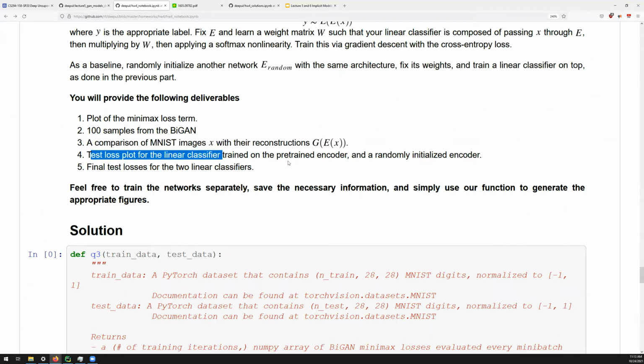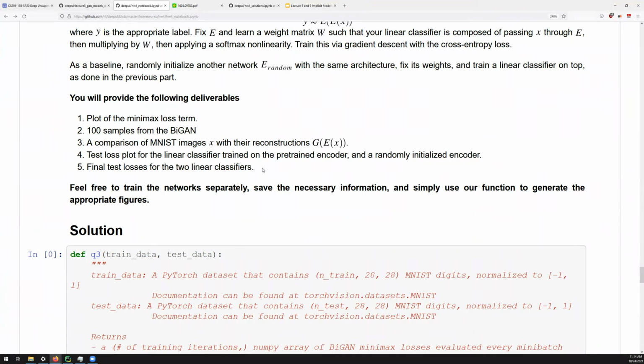Test loss plot for the linear classifier on the pretrained. So we need the linear classifier loss over time for the trained encoder and the random encoder. Okay, and then the final test losses for the two classifiers.